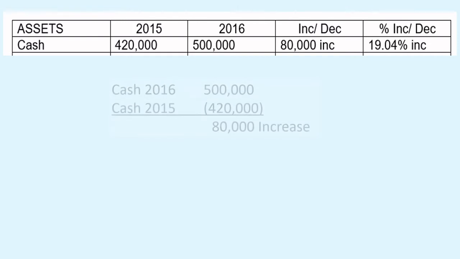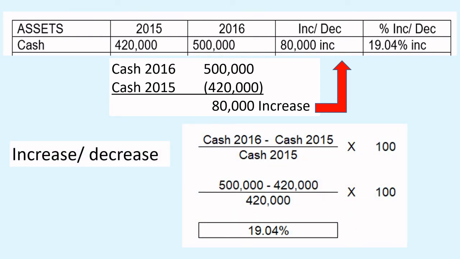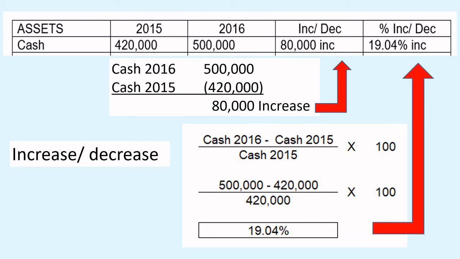Ito yung computation. To get the peso change, so cash 2016 less cash 2015 or balance of current year less balance of previous year. Ang answer, 80,000 pesos. Ayun. Para naman makuha ang percentage change, ang formula ay balance of current year less balance of previous year divided by balance of previous year times 100. So, ang sagot, 19.04%. Ayun.